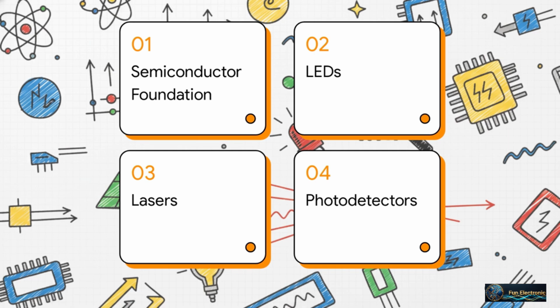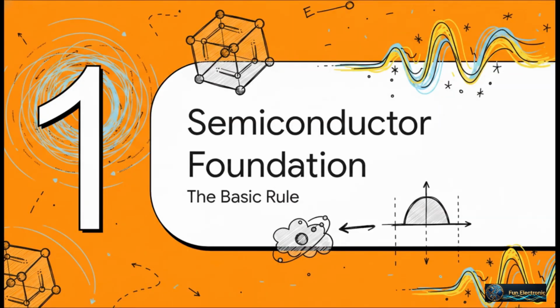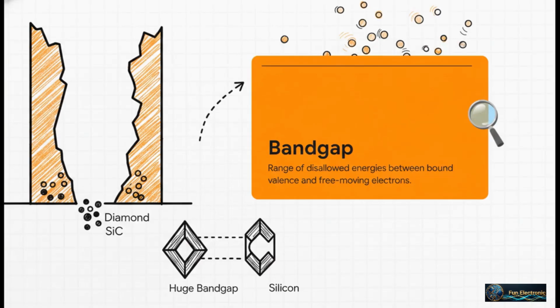Let's get into it. All right, kicking things off with Section 1, the Semiconductor Foundation. Okay, so to understand how we actually create and capture light, we really have to understand the physical stage where all the action happens. And the single most important concept here is something called the band gap. Now, what is that? Well, think of the band gap as a literal physical chasm that an electron has to jump across. It's an area of strictly disallowed energies.